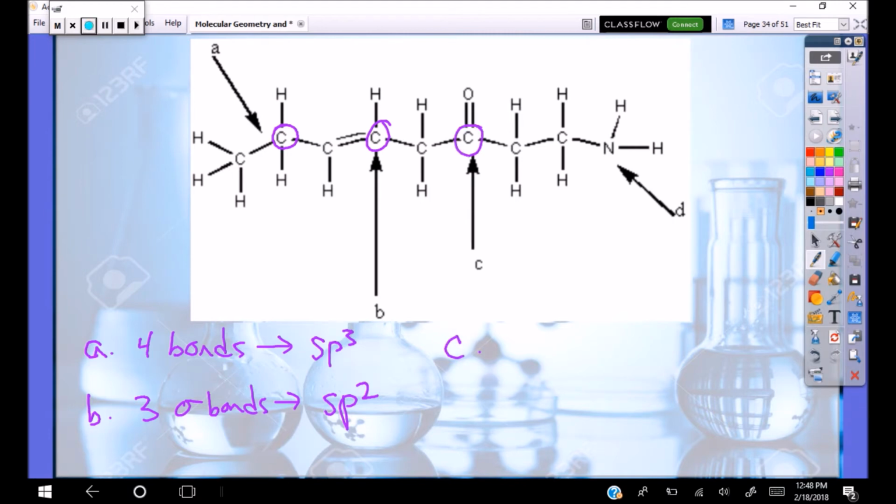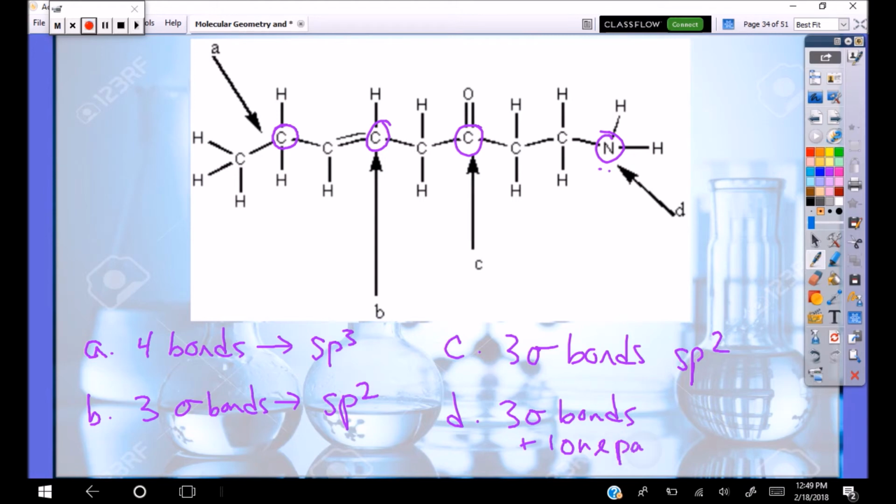All right, what about C? This carbon. All right, still 3 sigma bonds. This would also be sp2. And then this last one, nitrogen. Be careful with this one. All right. Remember, there's technically a lone pair here, even though they did not draw it. There's 3 sigma bonds and a lone pair. Remember, a lone pair counts towards your hybridization. This is still an sp3.